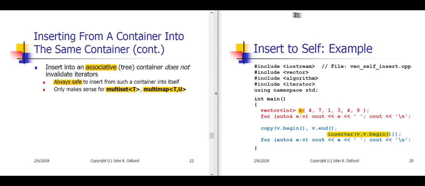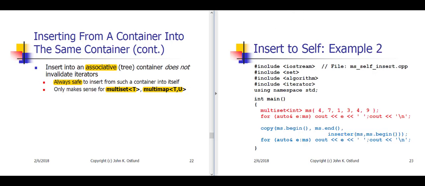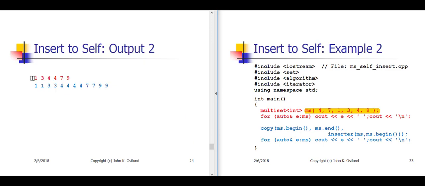Here on slide 23 we have some example code. I'm setting up a multiset containing, surprise surprise, 471349. I'm displaying that with this range for loop, and what I get is those 6 values in ascending order. Duplicates are allowed, so I have 1, 3, and then 4 twice, and then 7, 9.